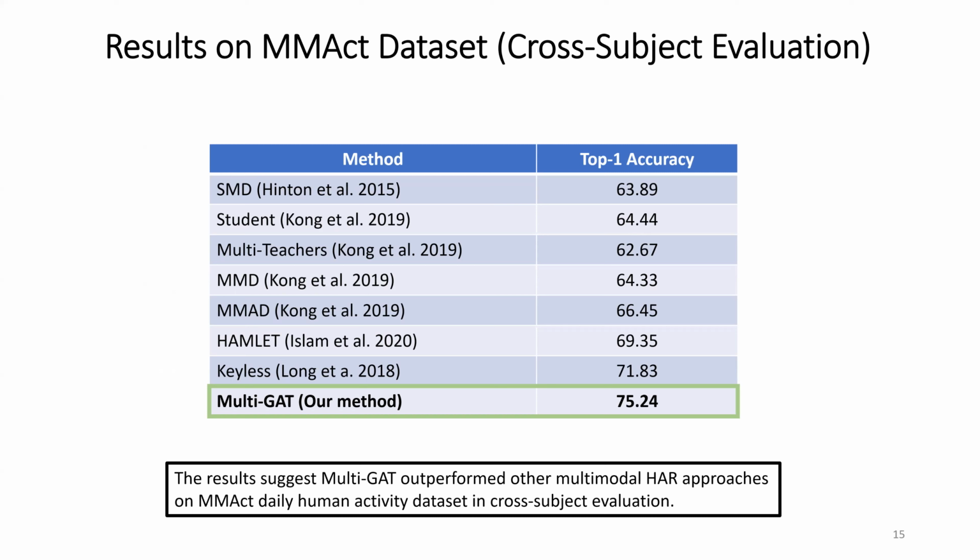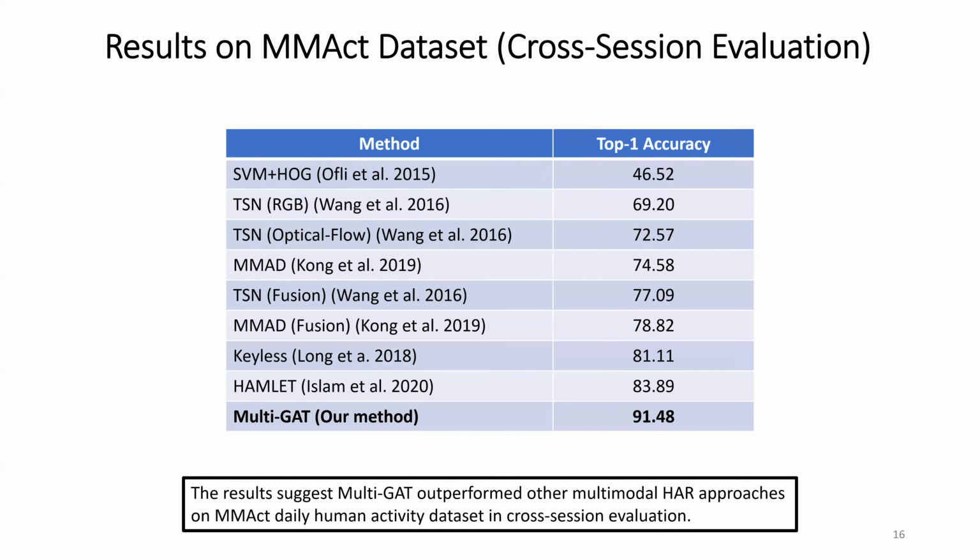And the experiment results suggest that our proposed approach outperforms all of the state-of-the-art approaches. For example, Multi-GAT outperforms the recent state-of-the-art approach by 4%. We also conduct this experiment in the cross-session evaluation setting. In the cross-session evaluation setting, our proposed approach also outperforms all of the other state-of-the-art approaches and achieves almost a 7% improvement.